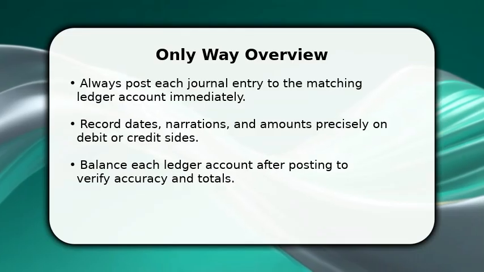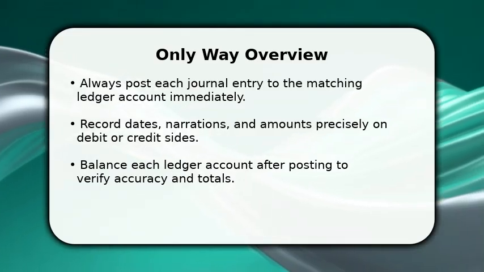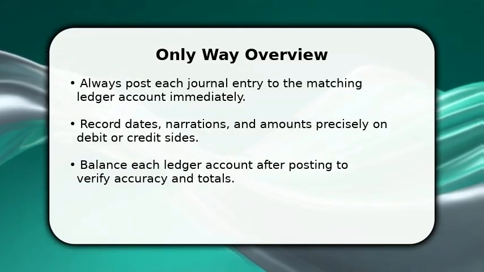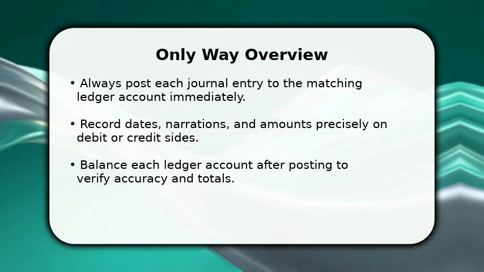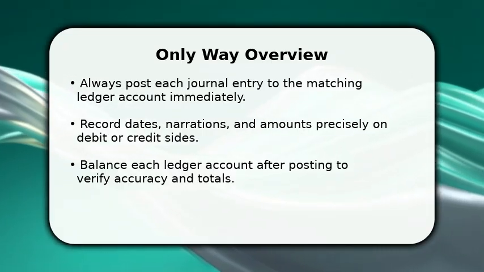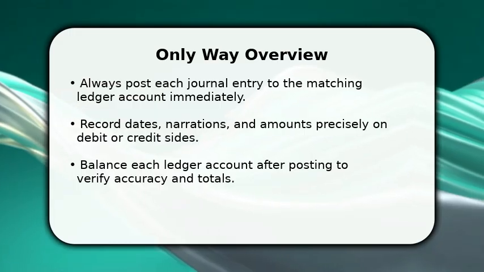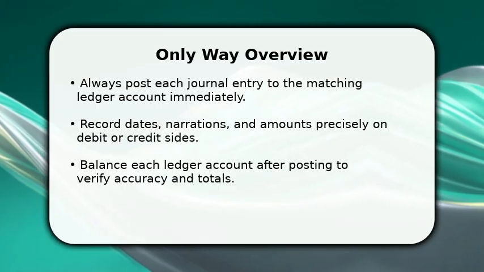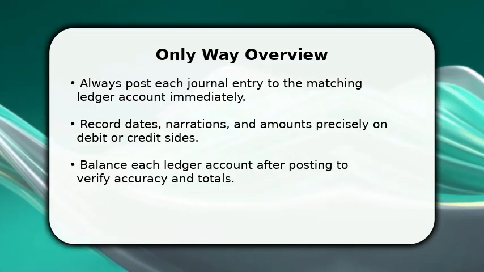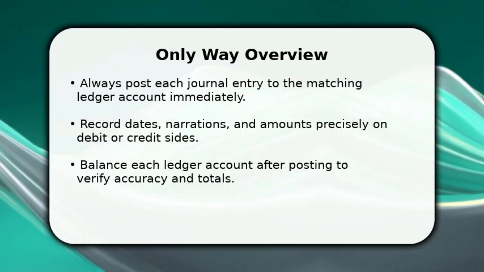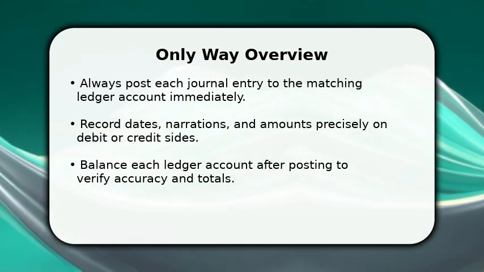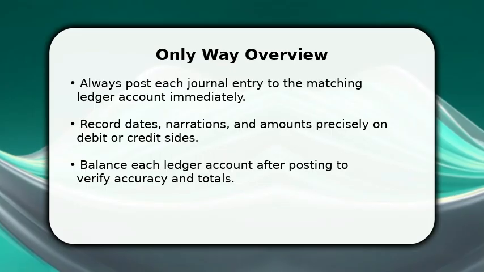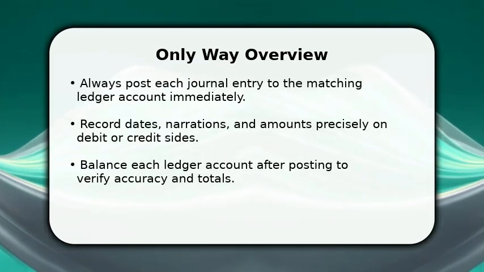In this video, I will show how to make ledger accounts from journal entries, step by step. Post each journal entry to its corresponding ledger account using the date, narration, and amount on the correct debit or credit side. Keep totals and running balances for accuracy, and label every column clearly so you can trace transactions back to the journal. Reconcile regularly to catch errors and maintain clean, auditable accounts.